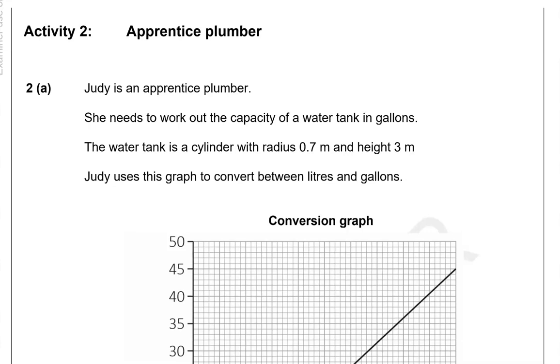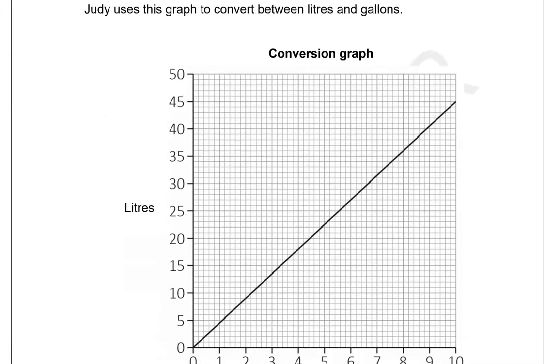Apprentice plumber. Judy is an apprentice plumber. She needs to work out the capacity of a water tank in gallons. The water tank is a cylinder with radius 0.7 meters and height 3 meters. Judy uses this graph to convert between liters and gallons.